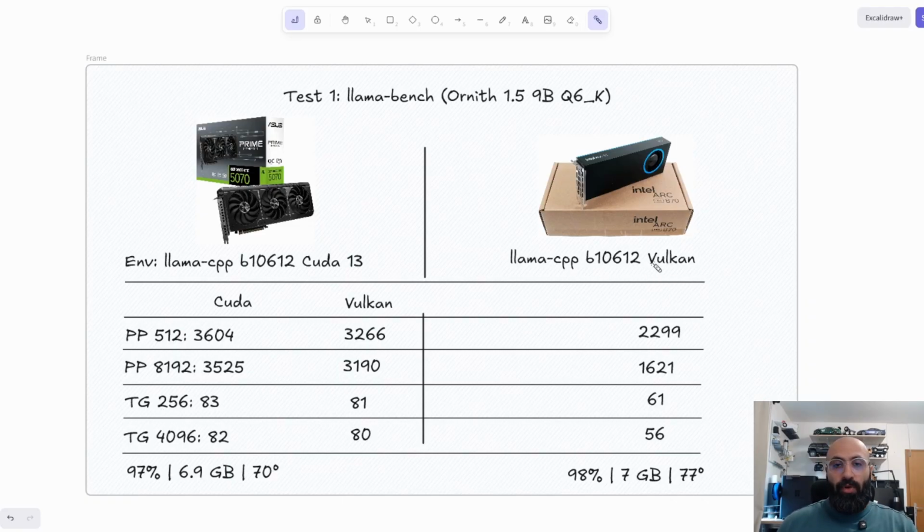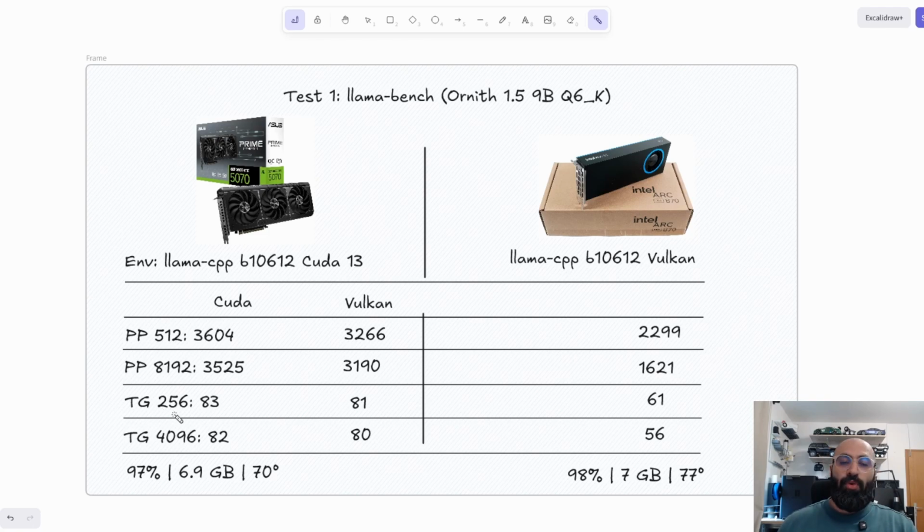For the Intel Vulkan driver, here there is a bit of a difference. For prompt processing with 512 tokens, it scored 2,200, or let's say 2,300 tokens per second, while on the 8,000 tokens, it scored 1,621 tokens per second. Notice the difference here. In the prompt processing for the RTX, you can notice a drop down, while on the Intel, the drop down is really huge. We are talking about 20 to 25% at least.